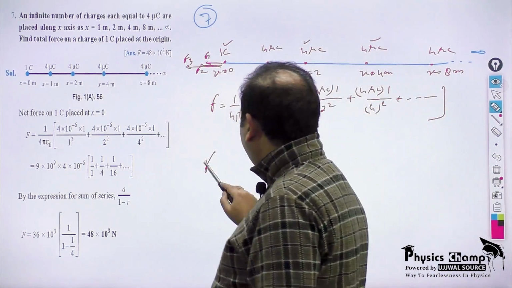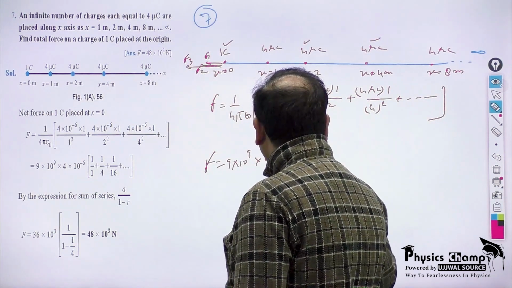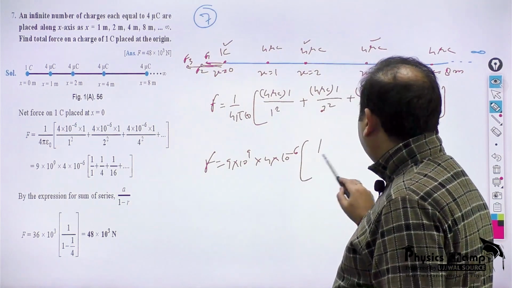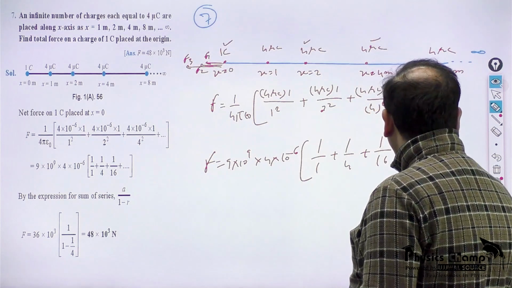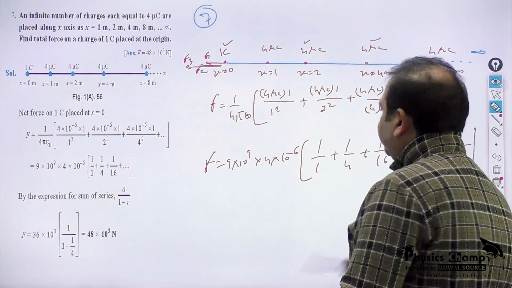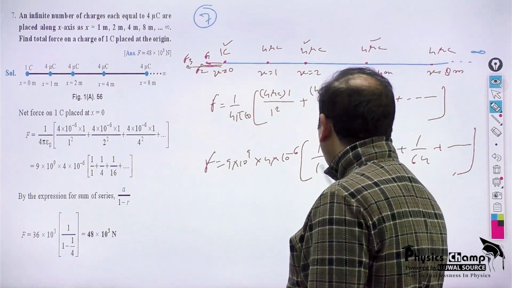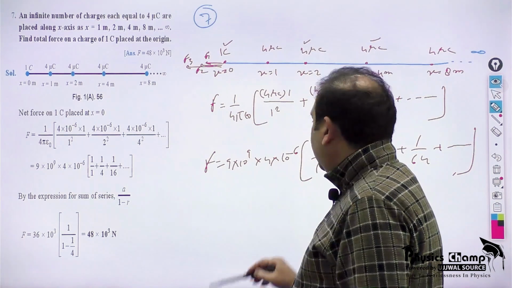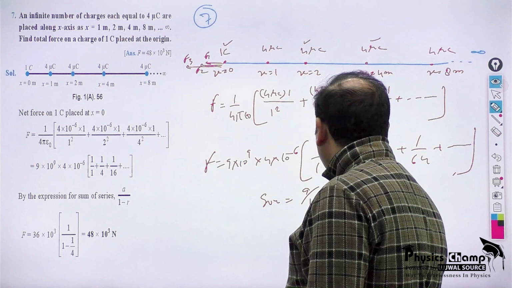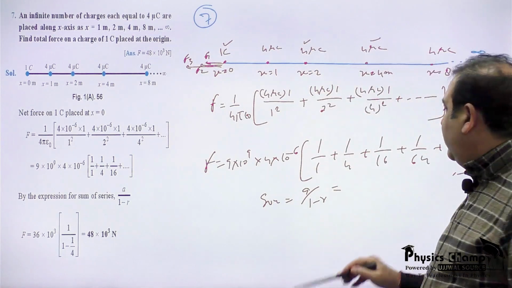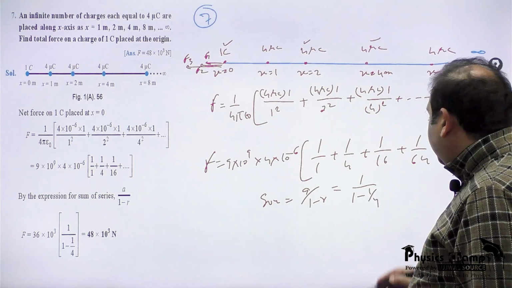So I can say the net force is 9 into 10 to the power 9 into 4 into 10 to the power minus 6, and here 1 by 1 plus 1 by 4 plus 1 by 16 plus 1 by 64 plus so on. And this is a GP series, and the ratio here is 1 by 4 every time, and the sum formula here is A by 1 minus R. A is what? First value 1, and R stands for ratio, it is 1 by 4.